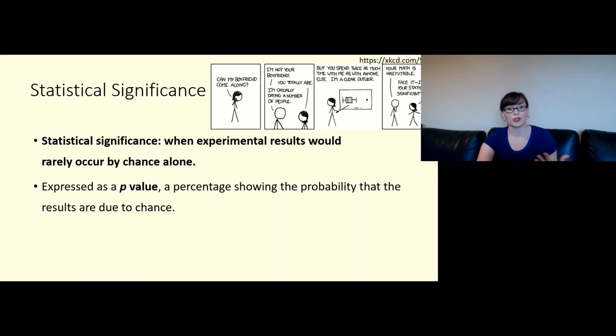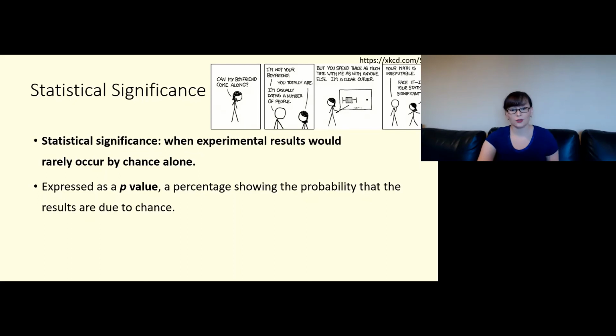And typically we express statistical significance as a p-value, and that p stands for probability. And so our p-value is a percentage that shows the probability that the results are due to chance. And so if the p-value is showing the percentage or this probability that the results are due to chance, and statistical significance is when things are rarely due to chance, we want our p-value to be very low if we're going to say that our result is statistically significant.